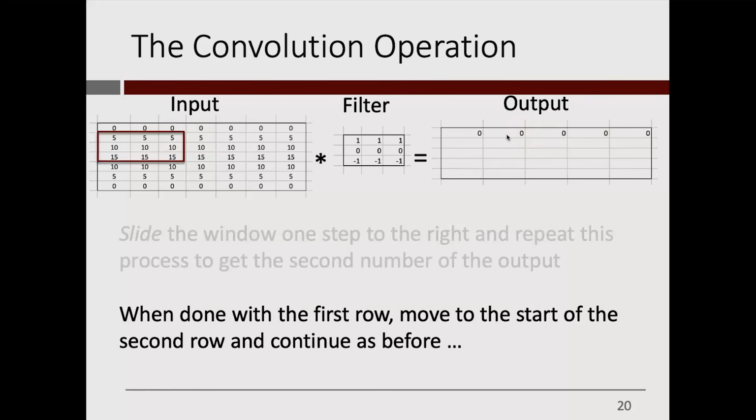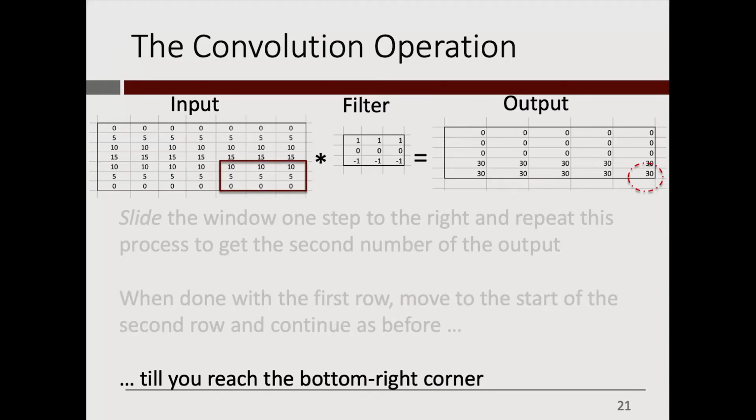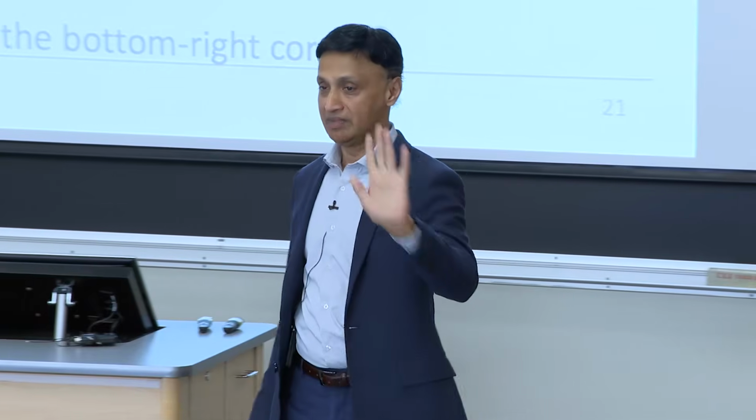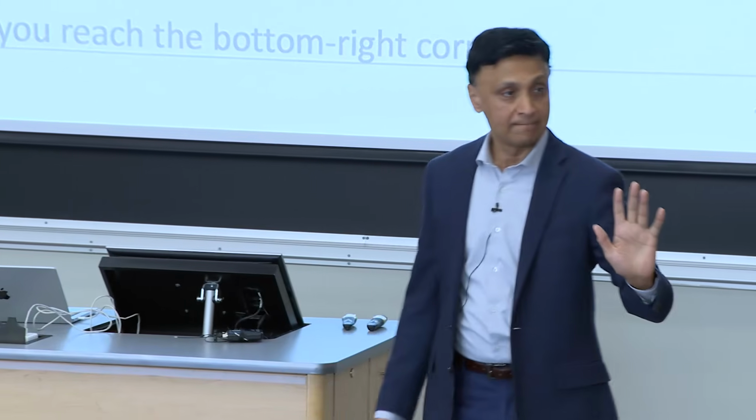And you keep doing that till you reach the very end. You fill up all these numbers. Then you come to the top of the second row. Okay? And you keep on doing that till you reach the very bottom. So this is what I mean when I say apply a filter to an image. Okay? Any questions?